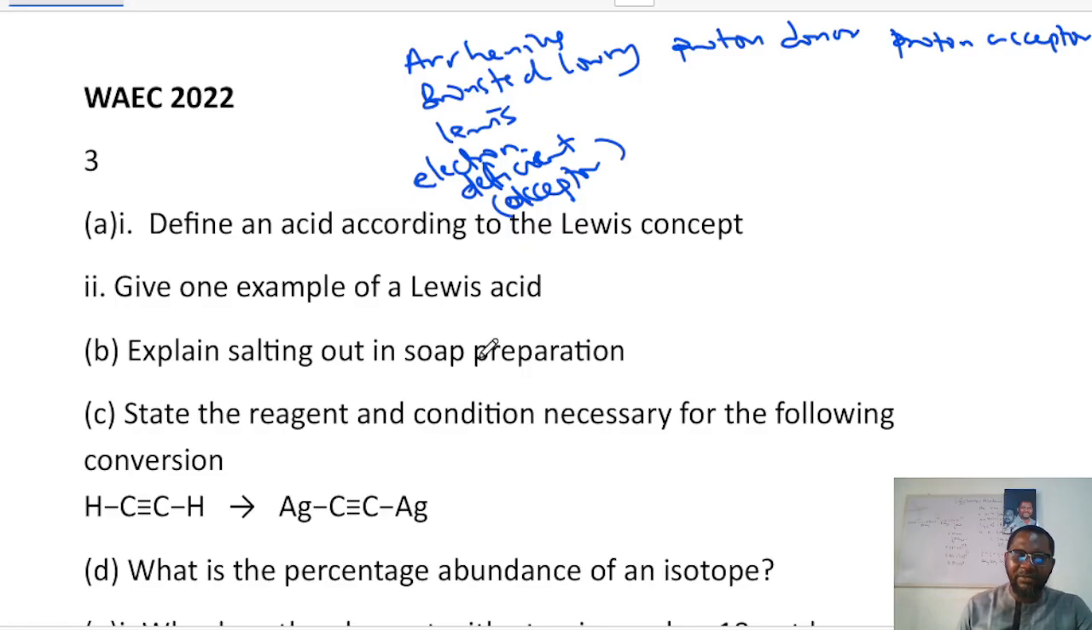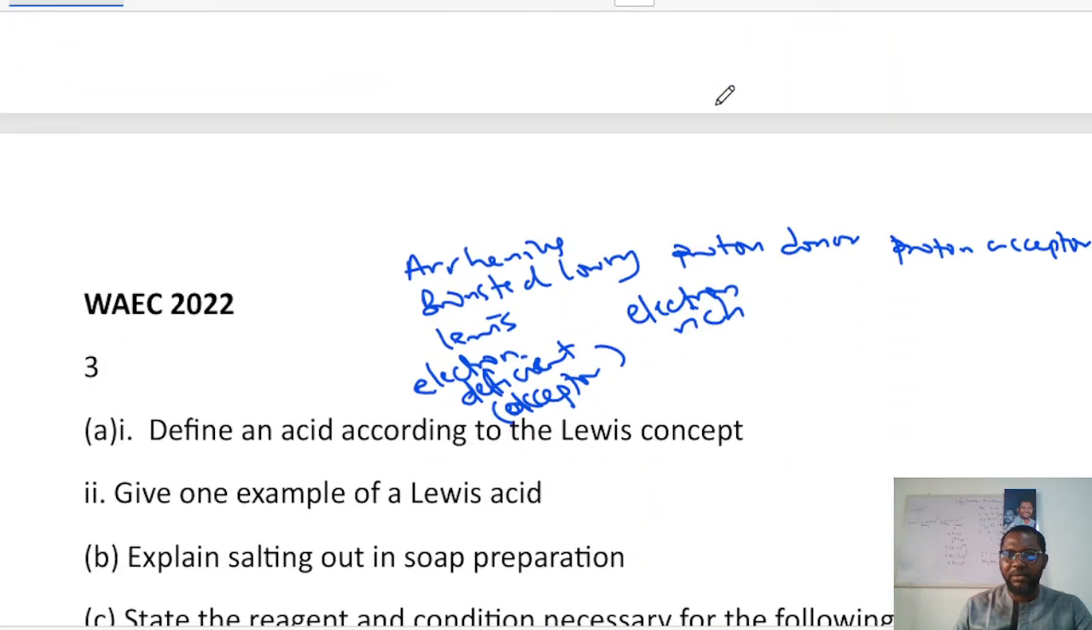In the case of the base, it is electron rich. You can call it electron rich or electron donor. That's very important for you to know. So those are the definitions.